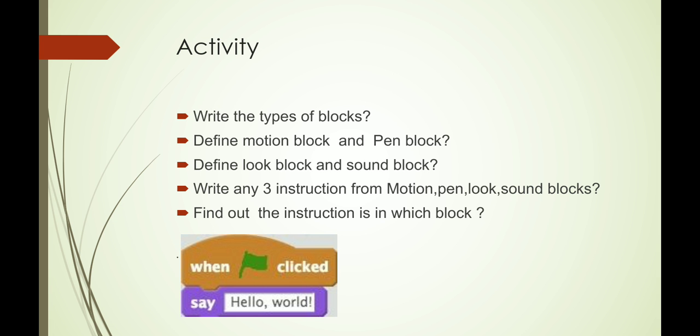Then I have some activity here. Try to do this. Write the types of blocks. Some questions I have given in a normal question answer format. What all blocks are there? List them out. Define motion block and pen block in one sentence. For example, motion block means the sprite will move from one point to another point. Like that you need to write. Define look block and sound block.